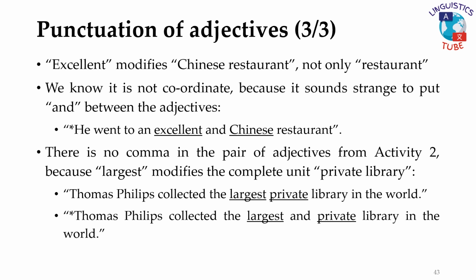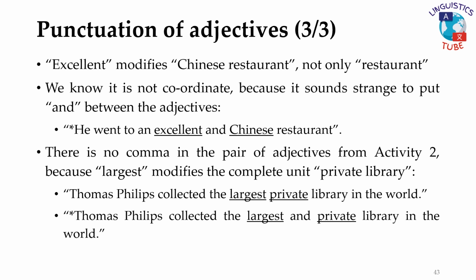If this sounds confusing, then you can test whether the adjectives are coordinate or not by putting and in between the adjectives. Remember that you can either have and or a comma between coordinate adjectives. If they are not coordinate, then the sentence will sound strange. Do you agree that "he went to an excellent and Chinese restaurant" is incorrect? Therefore, these are not coordinate adjectives. Instead, the first adjective modifies the second one and the noun together as one unit.